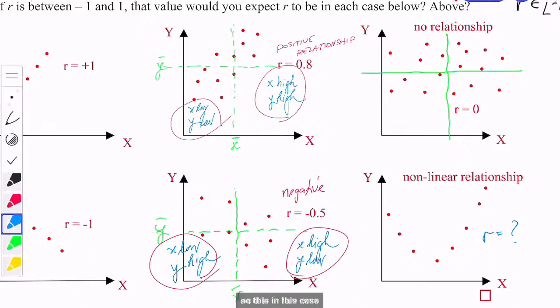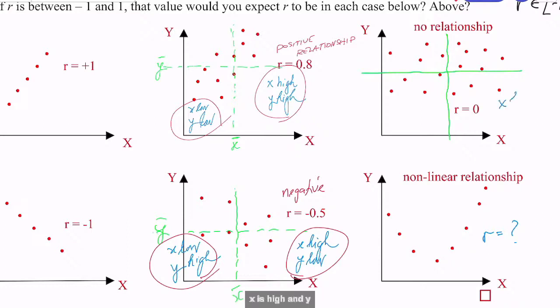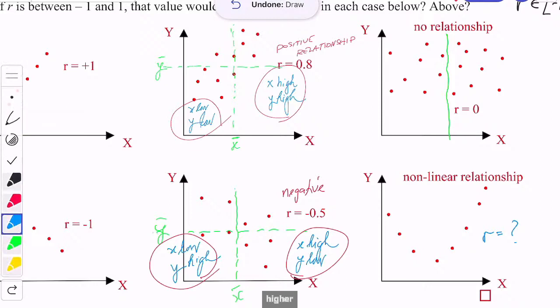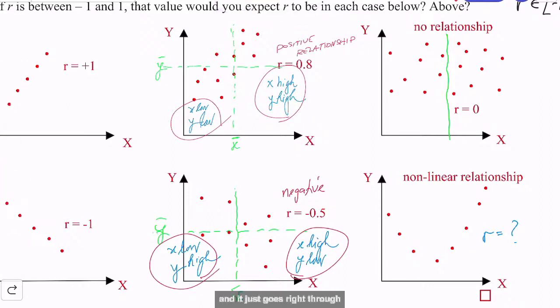So in this case, x is high and y is high, but it's like in both, isn't it? I actually think my bar needs to be higher. Hold on, let me go back. I'm going to make my y bar a little higher. And it just goes right through. And you see I have about the same amount in each quadrant.